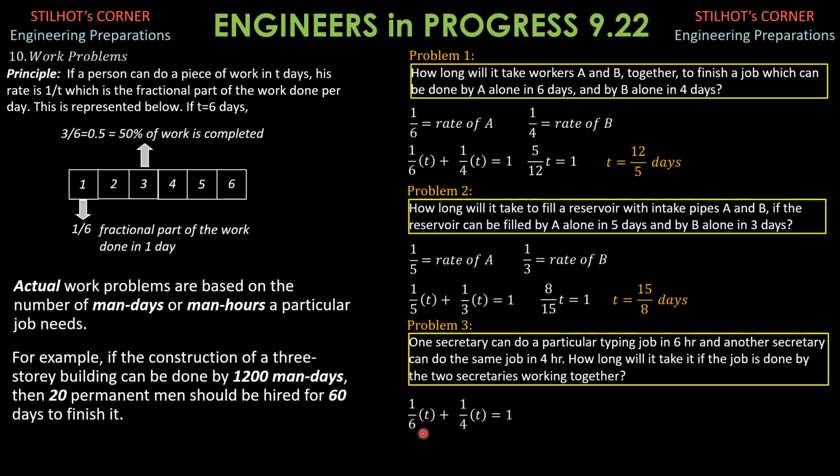So this is LCD is 12 divided by 6 to 2. So 5t over 12 equals 1. So this is similar to the first problem except that the time here is in hours. So 12 over 5 hours, just like this, but this is in days.